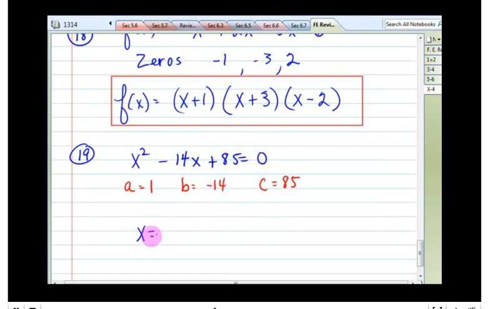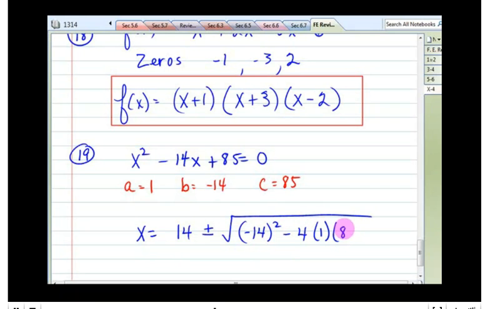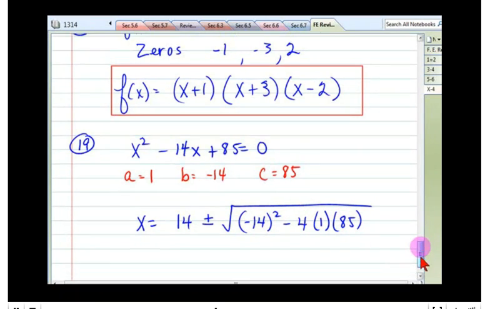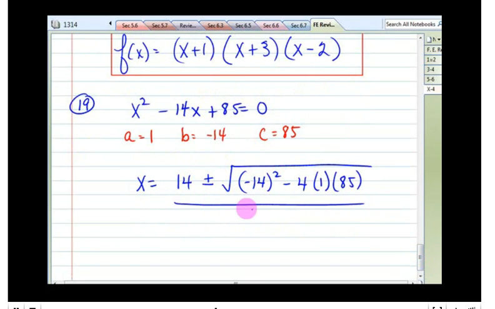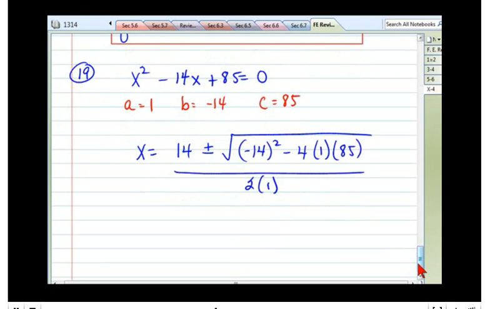So x equals 14 plus or minus the square root of (-14) squared minus 4 times 1 times 85, all over 2 times 1. Now, whether you have to write all of that out or not, if you want to do it in your calculator and can do it all, great. I'm writing it out for you so that you see it.